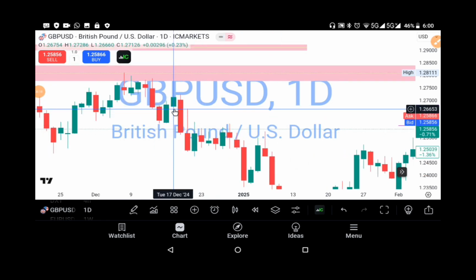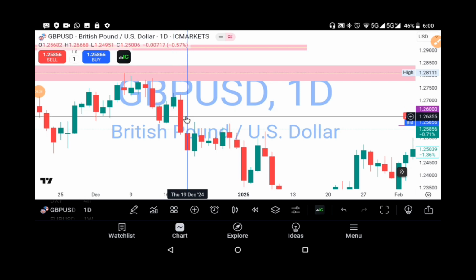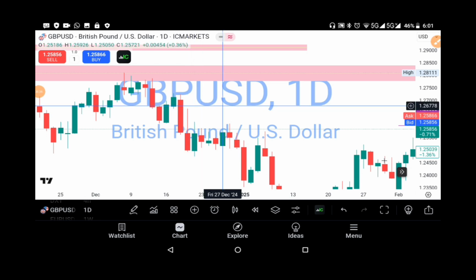The little separation between the low of this candle. The low of this candle was 1.26660, and the high of this candle was 1.26668. Just a tiny movement.